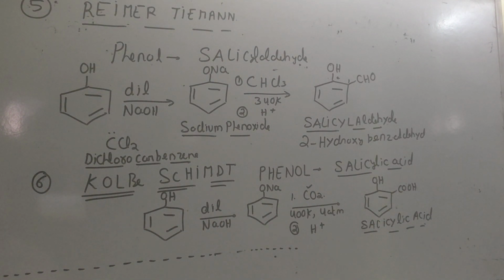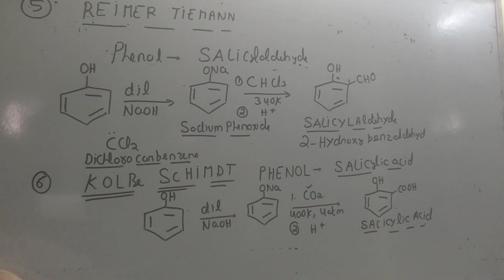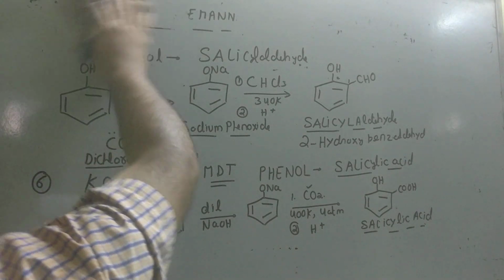Today we have discussed Reimer-Tiemann reaction, in which we make a compound called salicylaldehyde, and Kolbe-Schmidt reaction, in which we get the formation of salicylic acid. I told you why salicylic acid is important, because it is used to make an important medicine called aspirin, which brings down the body temperature and also relieves you from pain. It's a pain reliever as well as used to bring down the body temperature when there is a fever.